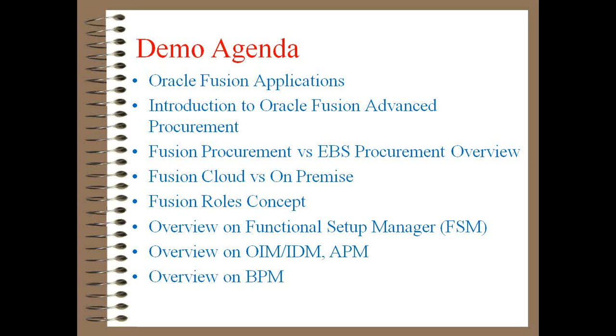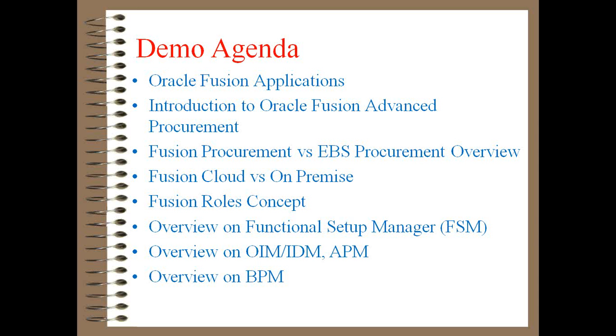Then the next point will be the various implementation models available for Fusion products. Next, getting into the Fusion roles concept: how the access has been restricted for functional users or business users, basically for different domains. Those things we will discuss under the Fusion roles concept. The next topic will be the overview on Functional Setup Manager. Basically this will show how to start with the implementation project, how to track it, how to assign particular things to a particular resource, and all those things will be covered under Functional Setup Manager.